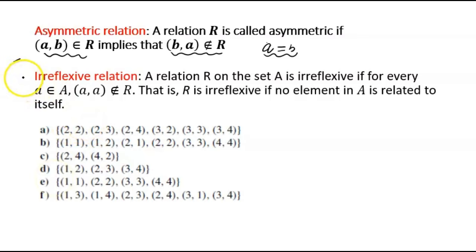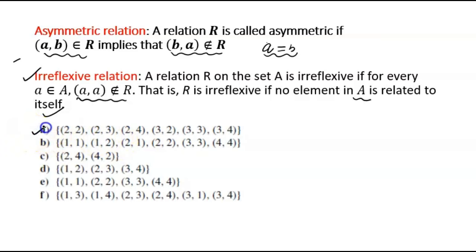But before that, let us look at the definition of irreflexive relation. A relation R on the set A is irreflexive if for every element a in capital A, where capital A is the set on which we are defining the relation, (a, a) should not belong to R. It means that R is irreflexive if no element in A is related to itself. Okay, so let us look at the examples one by one.